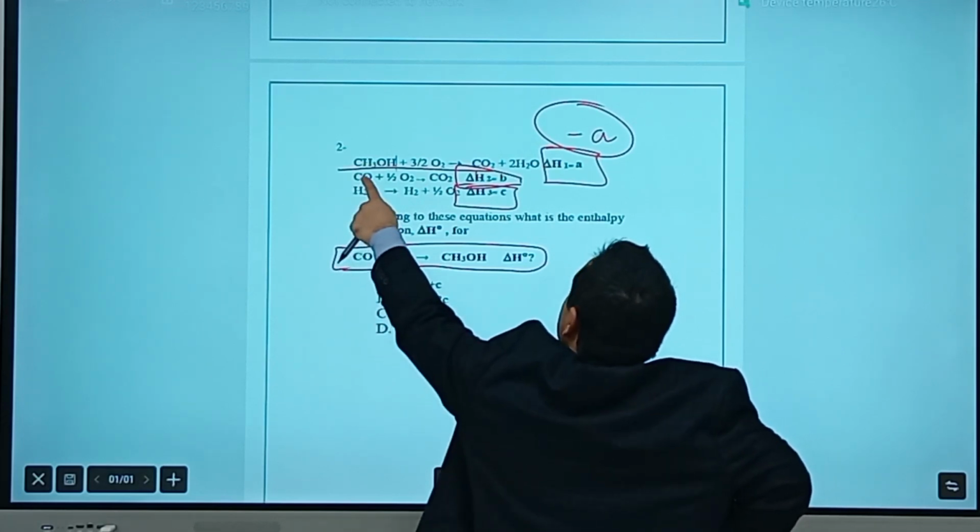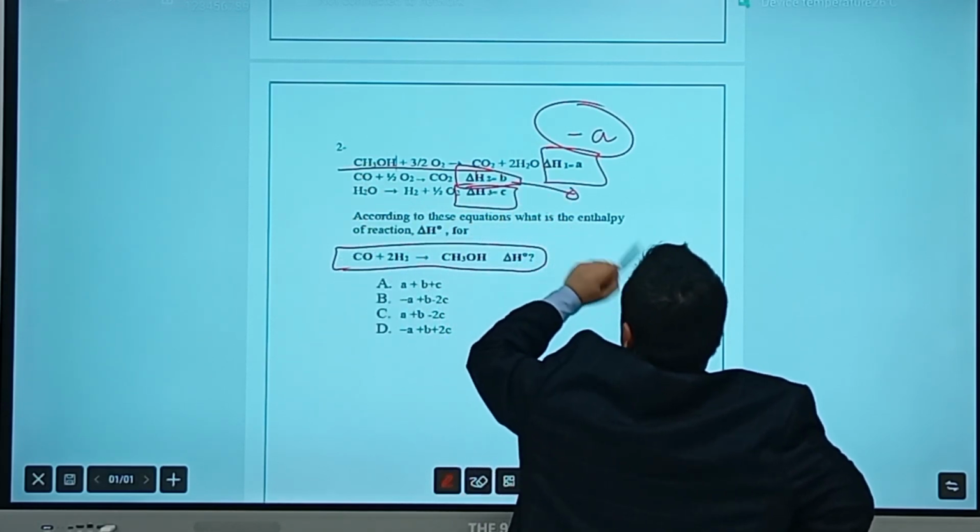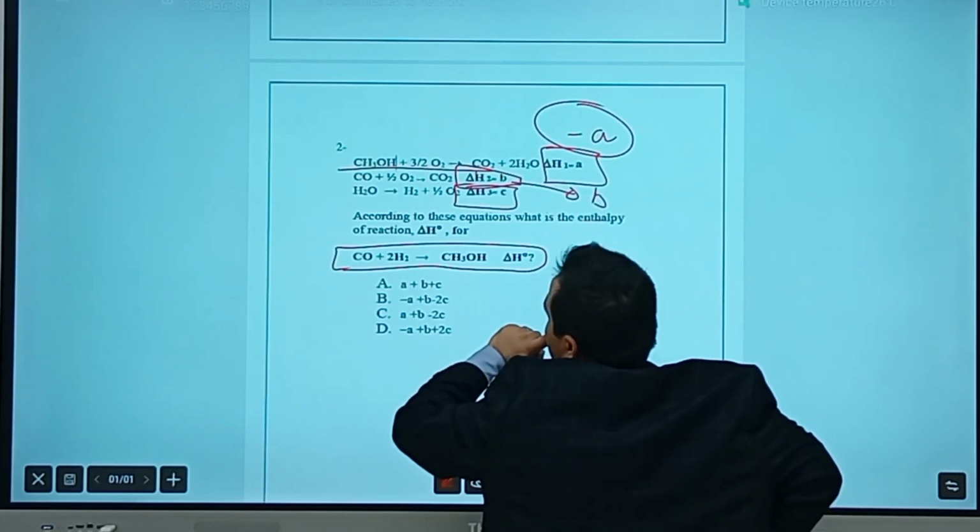CO is in the reactant here, so let the B stay unchanged. So B is unchanged.